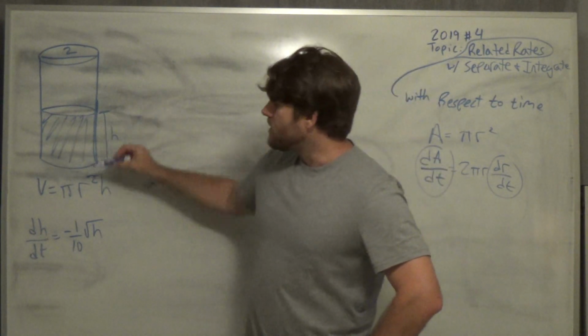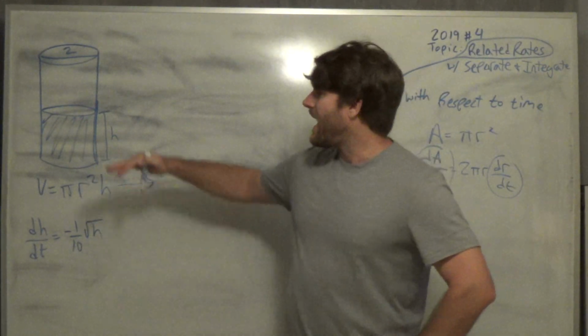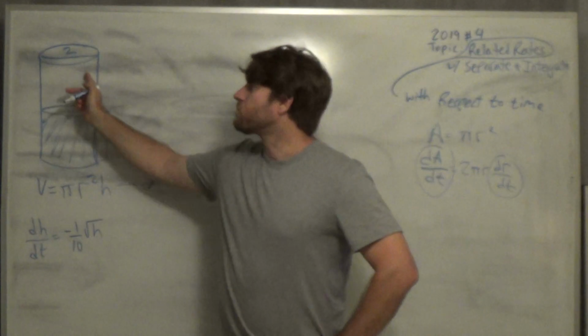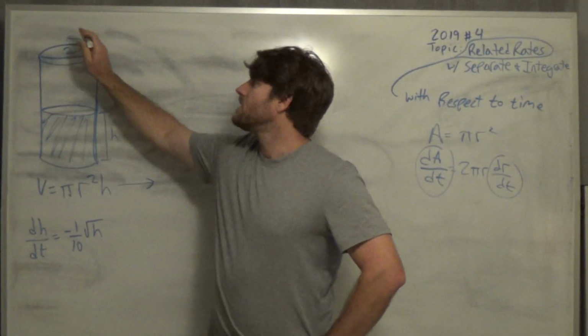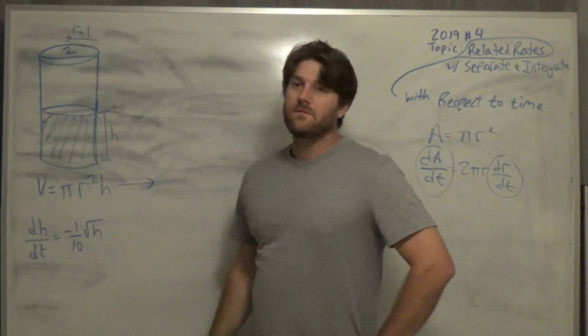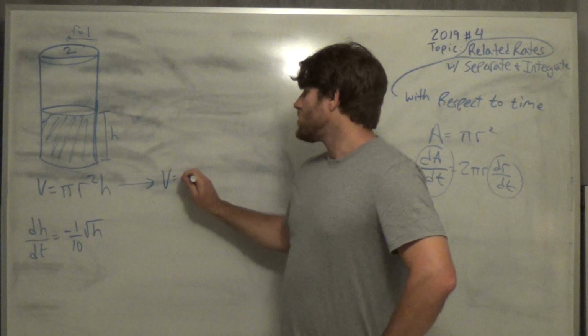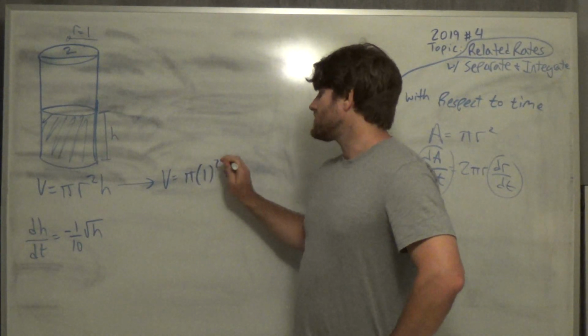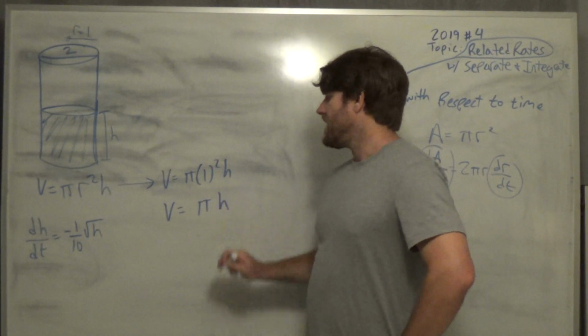And in this problem, there are not two variables. Variables are things that can change. The height of the water can change. The radius cannot. Now here they gave you the diameter is 2. That means the radius is 1 for the whole problem. So for the whole problem, that's not going to change. So if I make the radius a 1, I now have the volume is simply pi h.